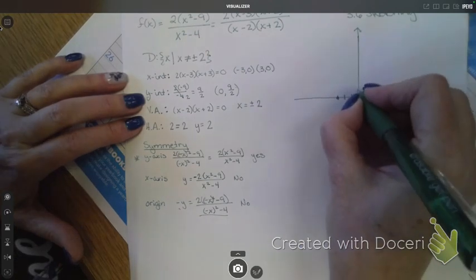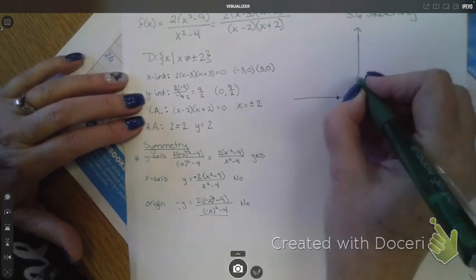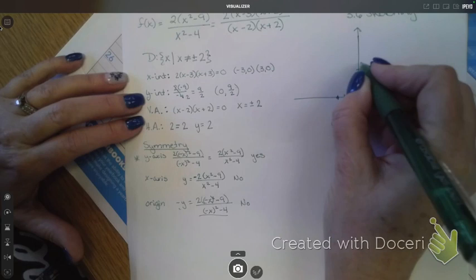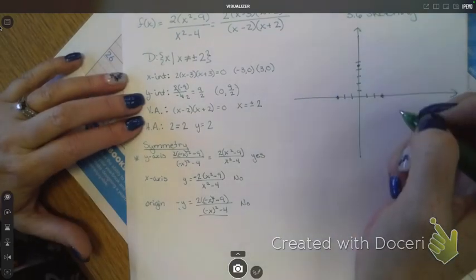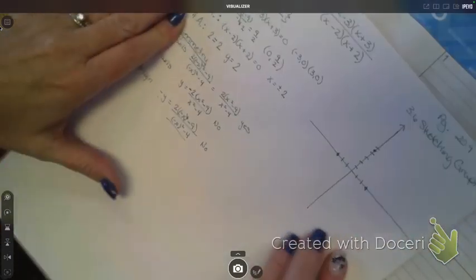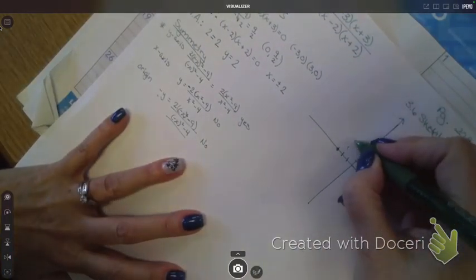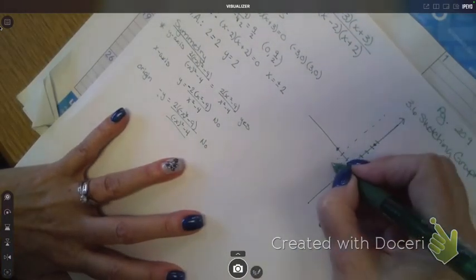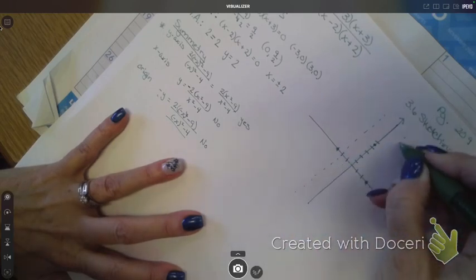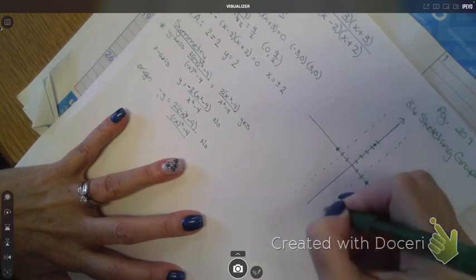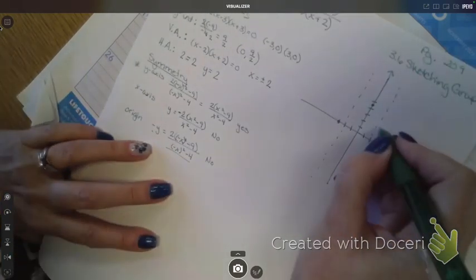Okay. So 9/2 would be 4.5, right? Yep. Remember, when you're making your lines, if you make them about equal, it makes it a little easier to graph. Vertical asymptotes are at 2 and negative 2. And horizontal asymptote is at 2.